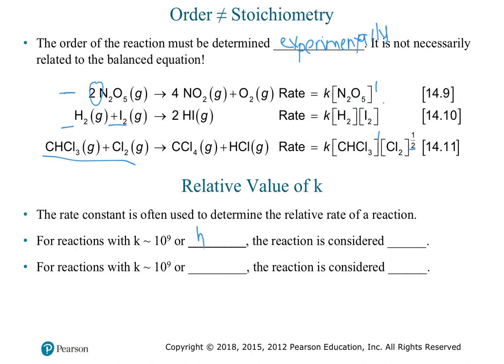Reactions that have a rate constant of 10 to the 9th or higher are considered fast, and 10 to the 9th or lower are considered slow. Honestly, I haven't really been thinking about those too much, but it's good to know.